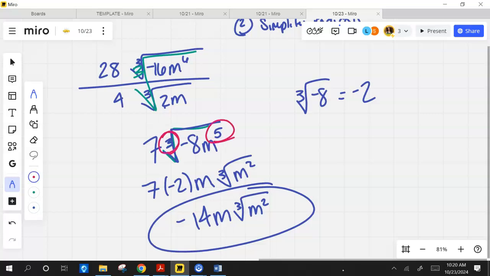This 3 and this 5. Yeah, it goes into 5. Don't go from 1 to 3. 3 twice is 6. 4, 5.